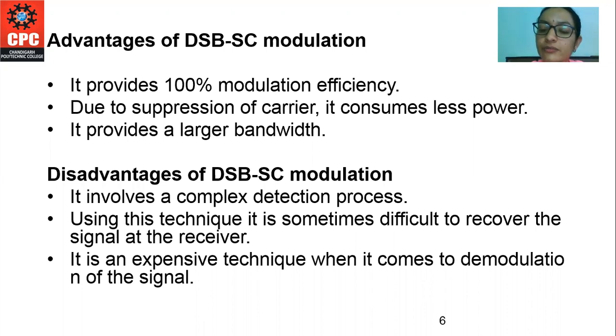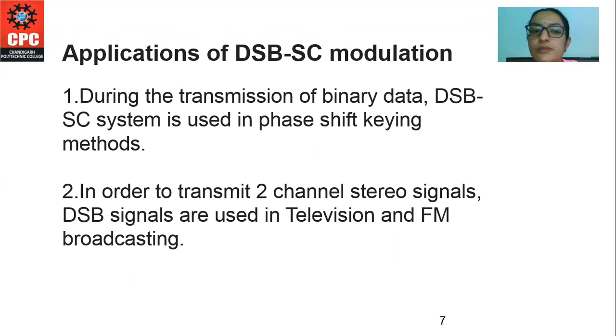In this signal, phase reversals can take place. A phase shift of 180 degrees is observed in some cases. The transmission bandwidth required by DSBSC modulation is the same as that of amplitude modulation, that is 2W, twice the width. Now, applications of the DSBSC system. During the transmission of binary data, DSBSC is used in phase shift keying methods. In order to transmit two-channel stereo signals, DSBSC is used in television and FM broadcasting.